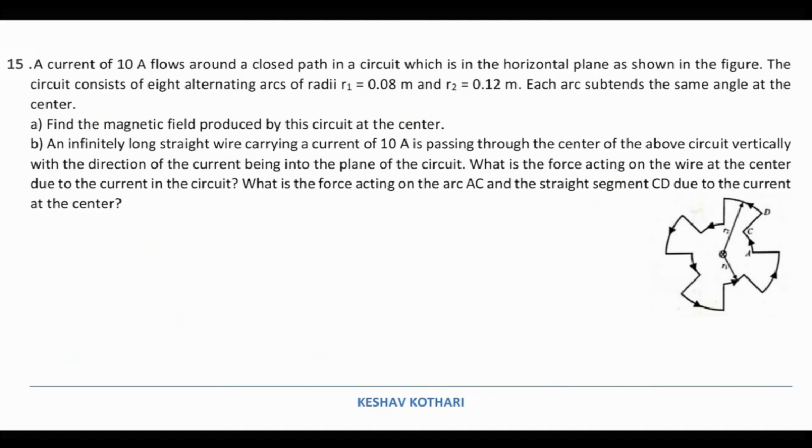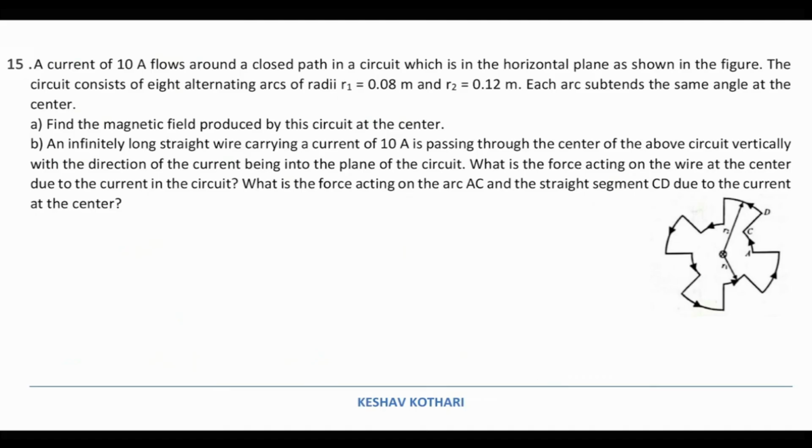The next one is an infinitely long straight wire carrying a current of 10 ampere passing through the center of the above circuit vertically with the direction of the current being into the plane of the circuit. What is the force acting on the wire at the center due to the current in the circuit? What is the force acting on the arc AC and the straight segment CD due to the current at the center? So this one is a very interesting problem.